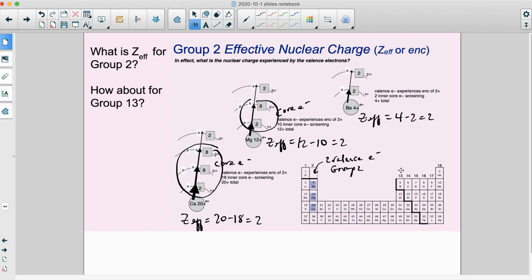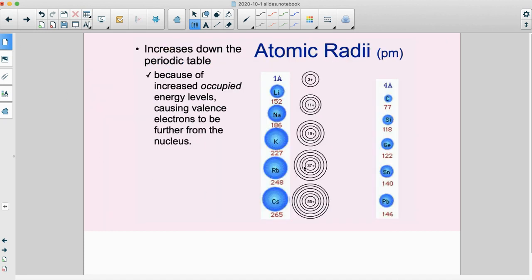What do you think it will be for group 13? Well, based on our pattern here, we had 1 for the effective nuclear charge for group 1. We had 2 for the effective nuclear charge for group 2. So Z effective, the effective nuclear charge for group 13, is going to be 3. There are 3 valence electrons in group 13. So this will start explaining why we get some periodic patterns.